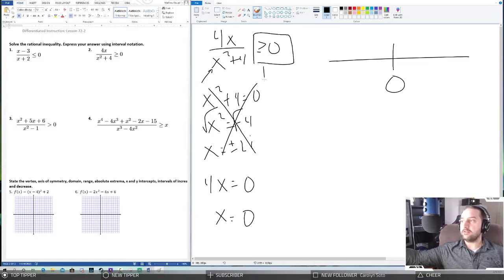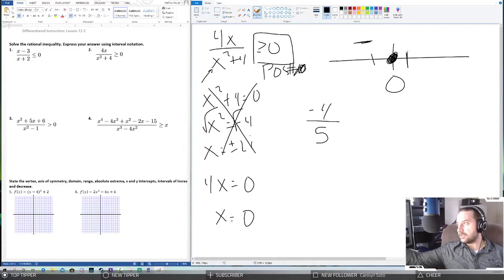Values that are greater than 0 equal positive numbers. Since it's equal to, my zero is a closed circle. So testing a value on this side, like -1: 4 times -1 is -4. -1 squared is going to be 1. 1 plus 4 is 5. So that's going to be negative.